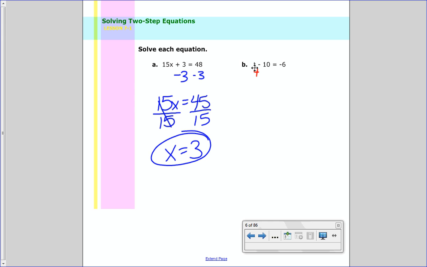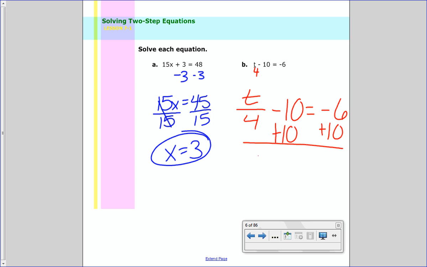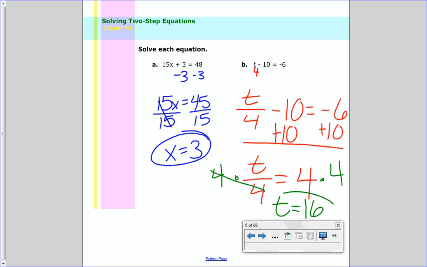And then for B, I have t over 4 minus 10 is negative 6. Well, I'd add 10 to both sides. I have t over 4, or t divided by 4, is the same as, let's see, the signs are different, so I subtract them, and I get 4. All right, well, on the side of t, they're dividing by 4, so I multiply by 4. And I have t is equal to 16. And again, I could go back and check them if I wanted to, but I'm going to trust my answers.